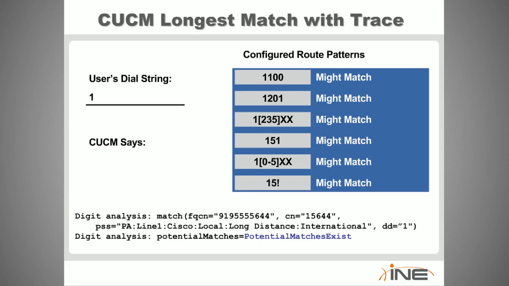Now the user dials 1. We see that the dialed digits change to 1 here, and there are still potential matches that exist. In fact, everything here is a might match, a potential match. CUCM breaks the dial tone. Then the user goes ahead and they dial 5. All of a sudden, we now have these cut out. They no longer match. But we do have a number of others that are still potential matches.